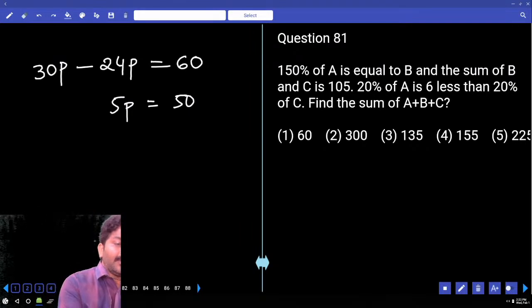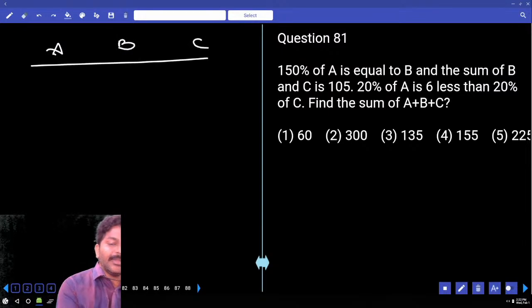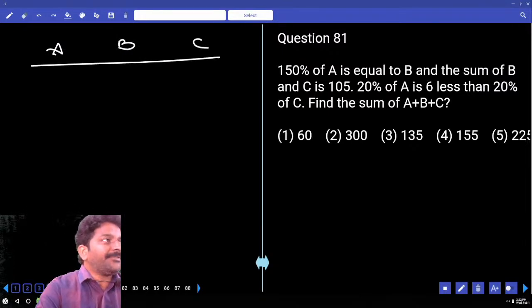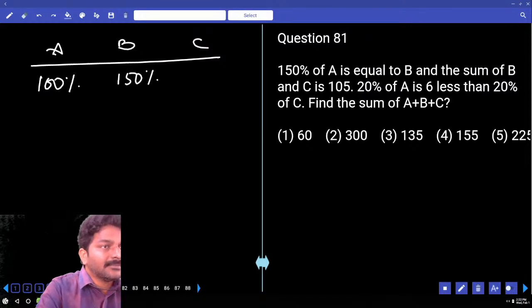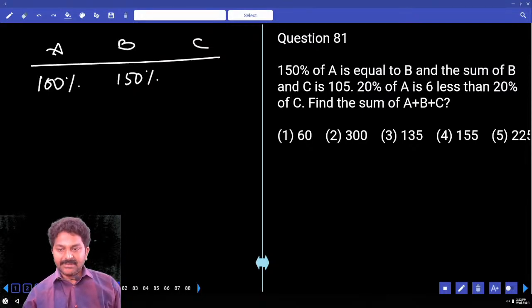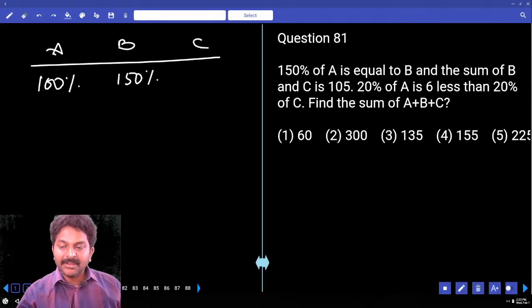Okay. Now it is given that we have A, B, C. 150% of A is equal to B. If A is 100%, 150% is B. Clear? Next condition, the sum of B and C is given. Forget about that, we'll consider it later.